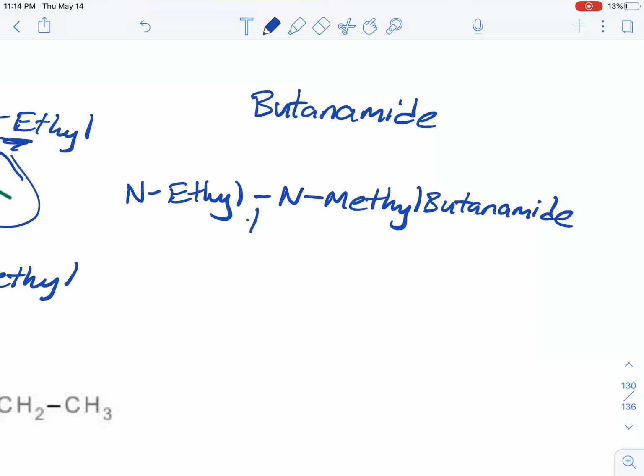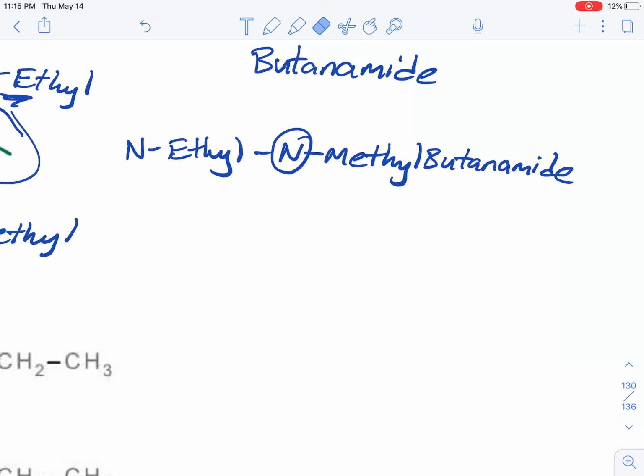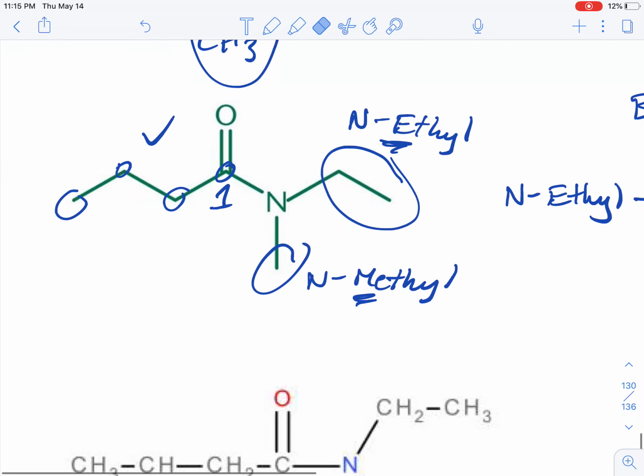So once again, we have to put the dash because this N is not really like a letter. It's more of, well, it is a letter, but it's representing the nitrogen. And so we're going to treat this as if it was like a number. Okay. And so the final answer is N-ethyl-N-methyl butanamide. And so let's go ahead and spice this up.